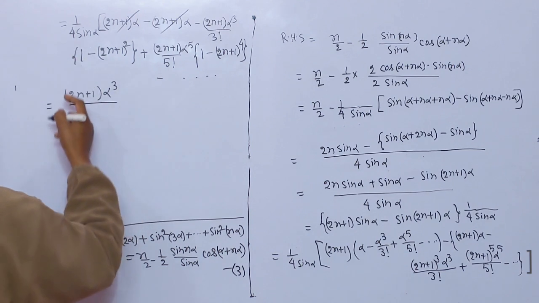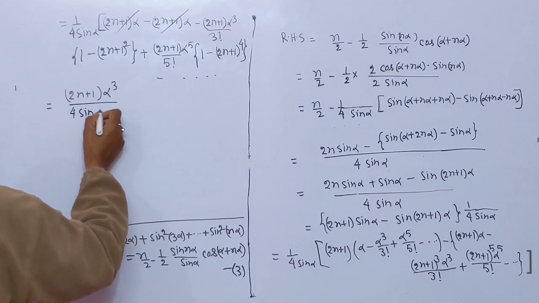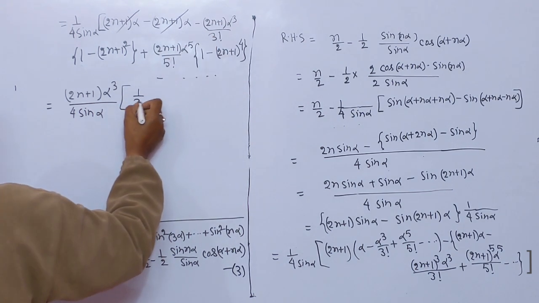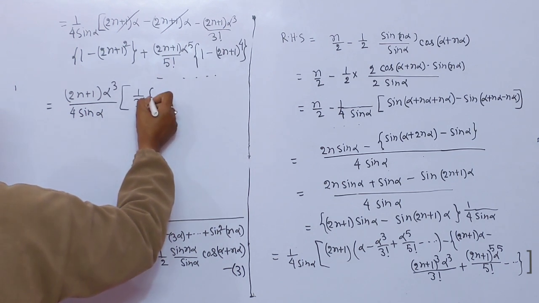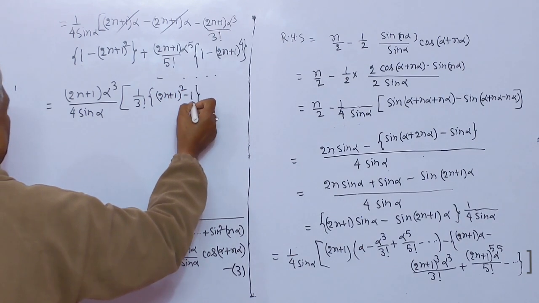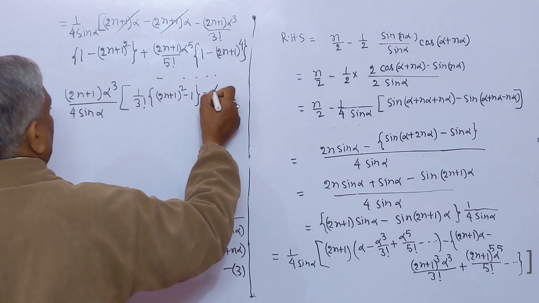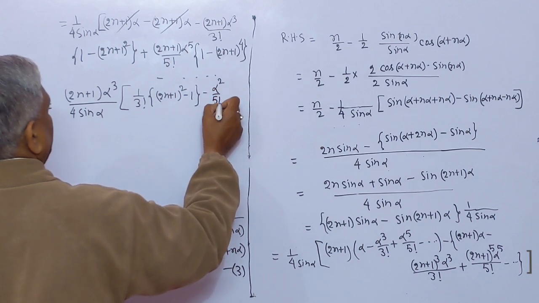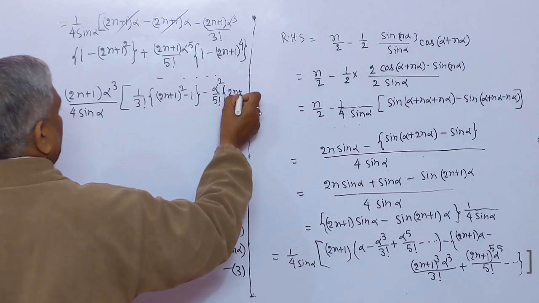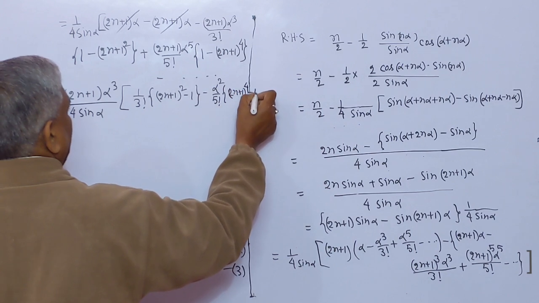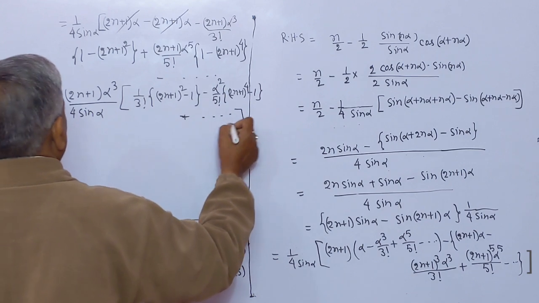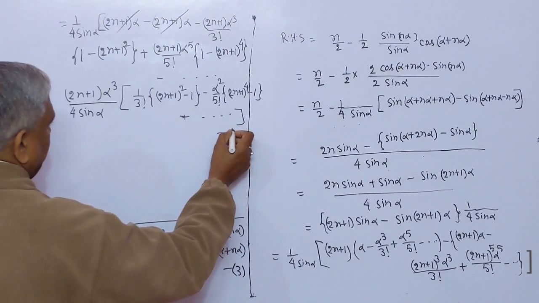By here we have 4 sine alpha. So remains here 1 by factorial 3, (2n+1) whole square minus 1, minus alpha square by factorial 5, (2n+1) to the power 4 minus 1, and plus so on. Let this be number 4.